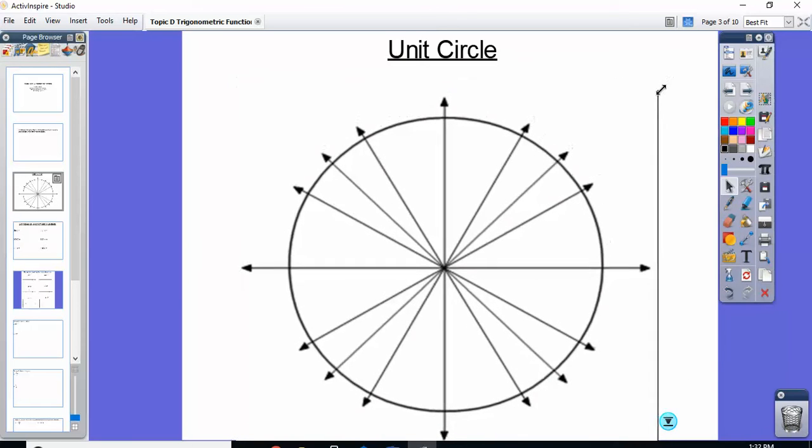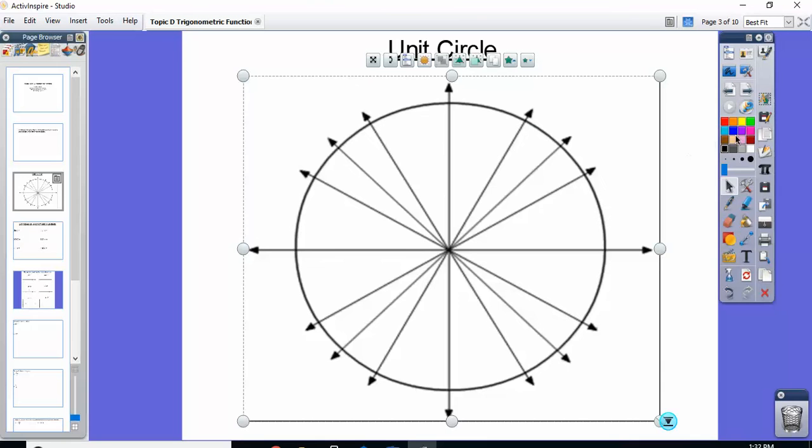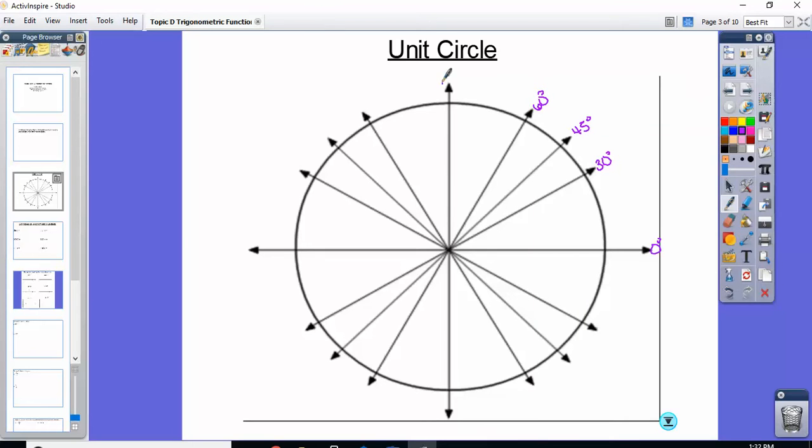Your degree measurements, remember you have to put a degree symbol if you're talking about degrees. Start at 0 degrees, 30, 45, 60, and 90. Those are the common ones. If we jump down here, this line represents 180 degrees. And then we just subtract those reference angles. So 180 minus 30 is 150. 180 minus 45 is 135. 180 minus 60 is 120.